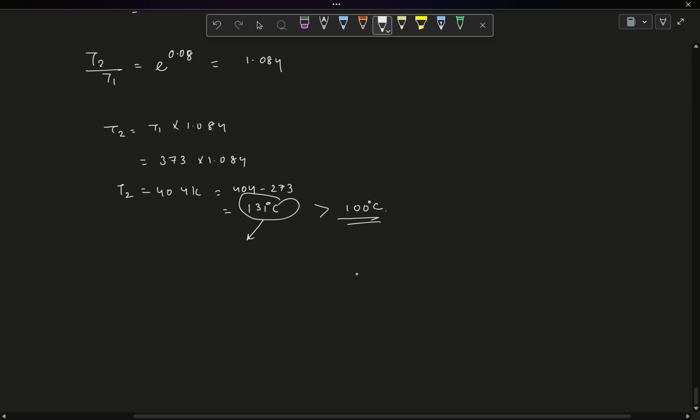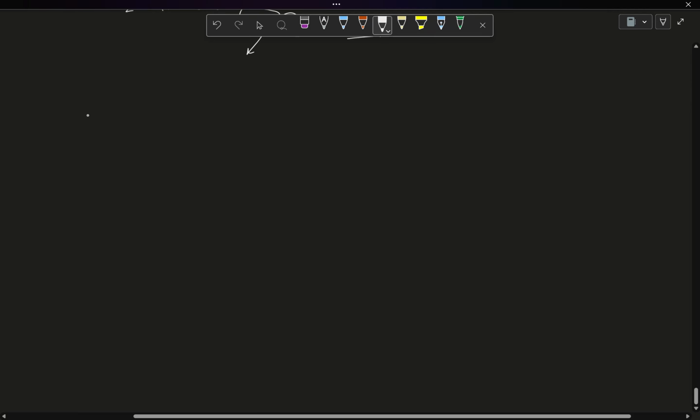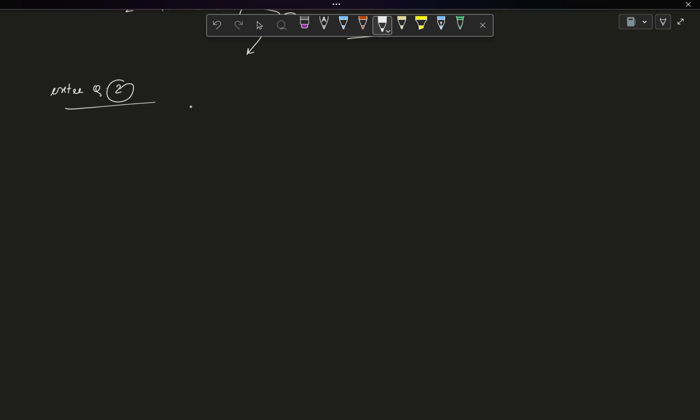Yeah, another question, maybe it will be conceptual and helpful. That extra question number 2: for a thermodynamic system, your U is 3 by 2 PV.